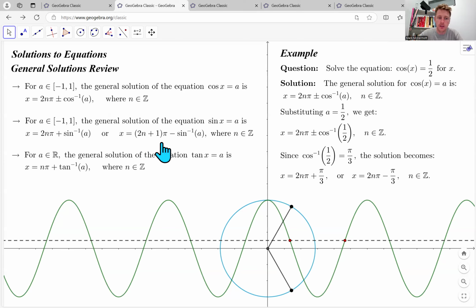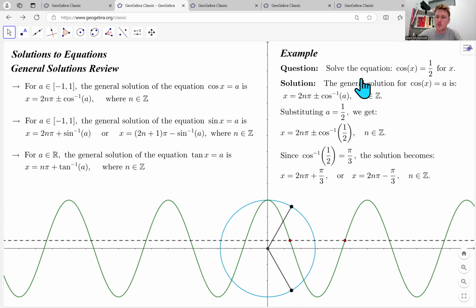Similarly, for sine it can be expressed in two different ways. It's 2nπ plus or minus sine inverse, or it's (2n+1)π minus sine inverse of that exact value on the right-hand side there. And then we've obviously got tan. Tan's a little bit different, but the general solution for tan is nπ plus tan inverse of that angle.